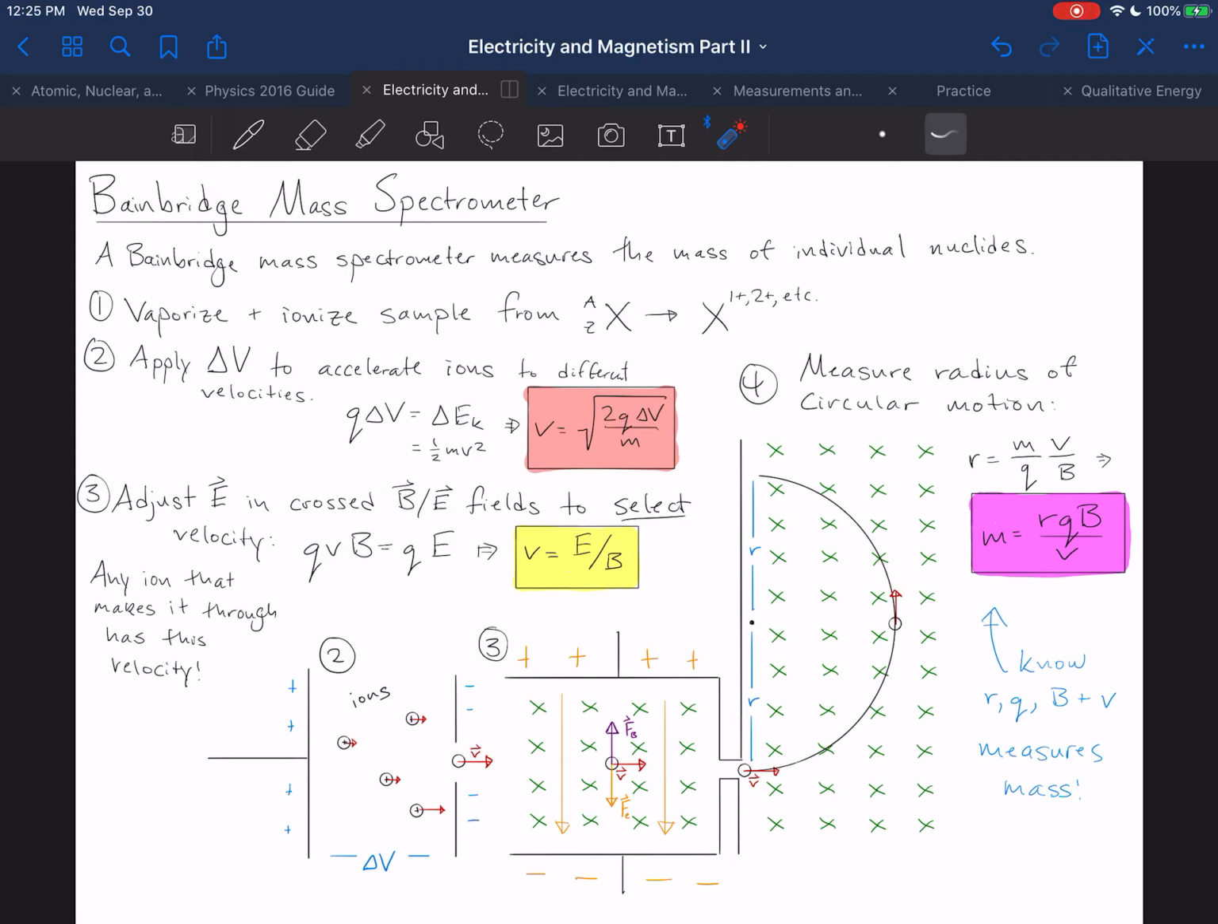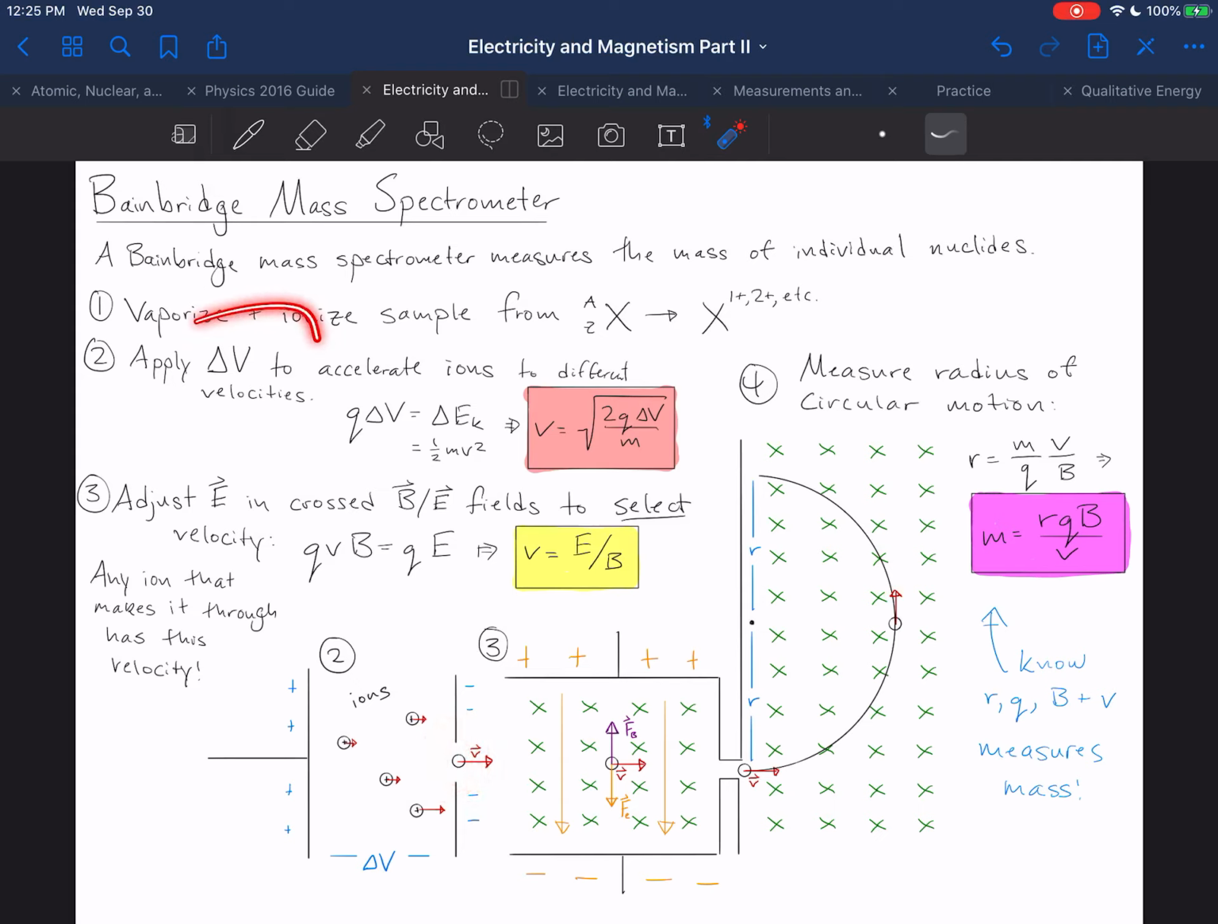Then in step 2, which looks like this, you take those ions, you place them in between two charged plates, and you apply a potential difference to accelerate those ions to different velocities. So those ions are sort of injected in this region, and the potential difference held across these two charged plates accelerates those ions towards a small opening over here, where some of the ions pass through.